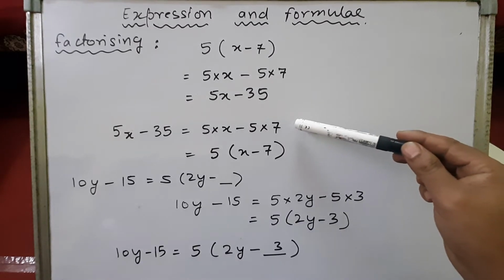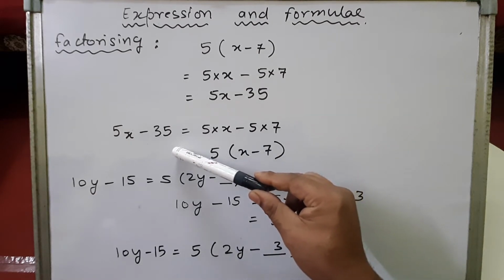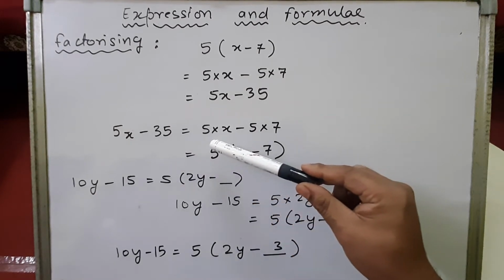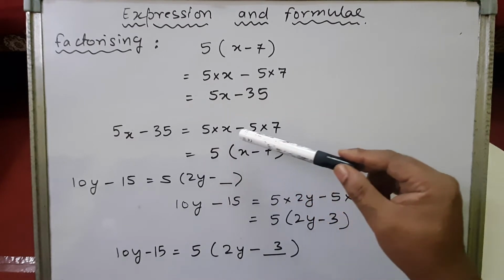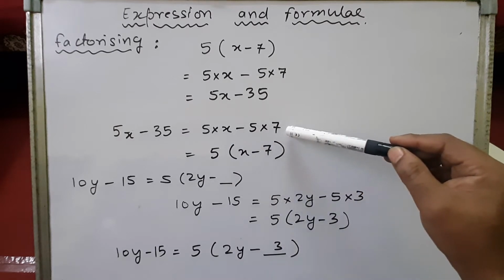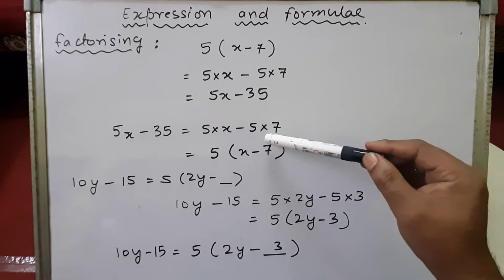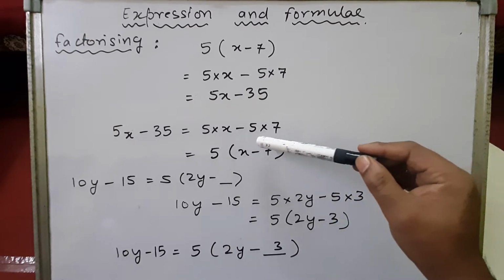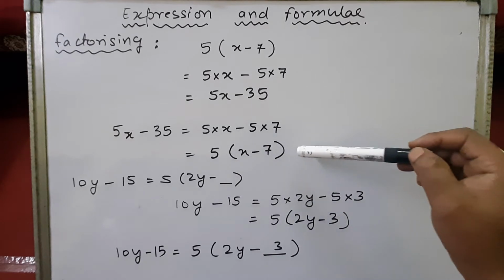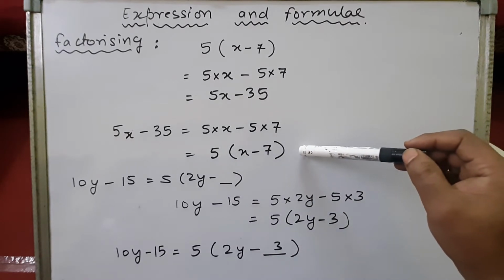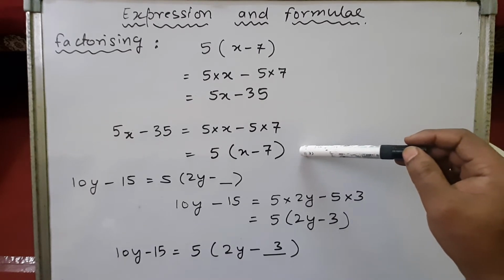If we have to factorize the expression, suppose it is given 5x minus 35 and we have to factorize, then what we'll do is expand the expression first. 5x can be written as 5 into x and 35 can be written as 5 into 7. You can see that 5 is the highest common factor. 5 is present in the first term and 5 is present in the second term as well. So now we can take 5 common. This way we can write 5x minus 35 as 5 bracket x minus 7.